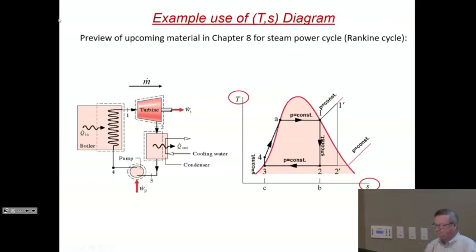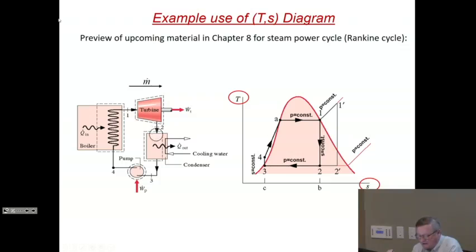Example. How do I use a TS diagram? This is something that we will actually see in chapter 8, but we've already touched on it when I explained the Carnot cycle using a steam cycle. Well, so we take superheated vapor. Well, let's say we take saturated vapor right here. We send that to a turbine where it expands. So this is vapor, which we condense partially in the turbine.